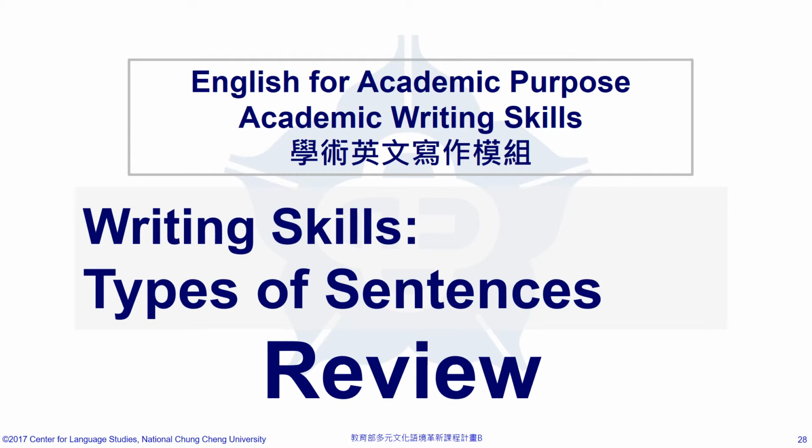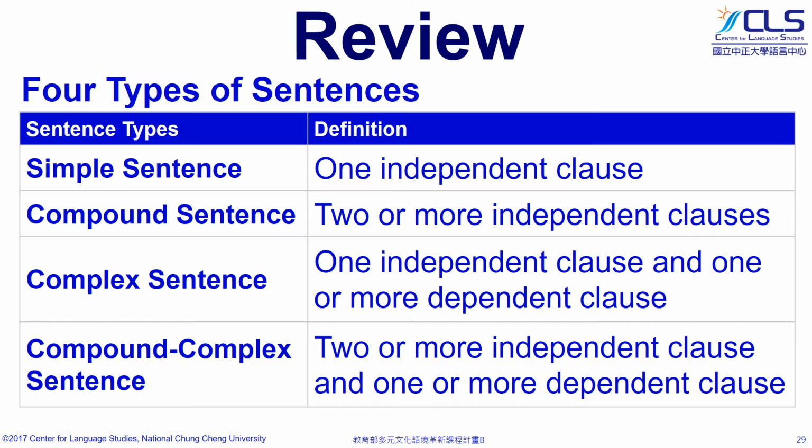Now, let's quickly review what we have learned. Let's review what we have learned in this lesson. There are 4 sentence types: simple sentence, compound sentence, complex sentence, and compound-complex sentence. So when we write, we can use different types of sentences to make our meaning clear, create sentence variety, and convey our ideas more efficiently.